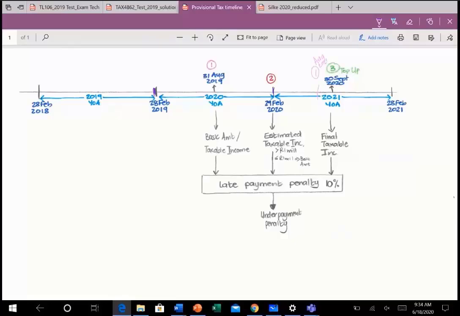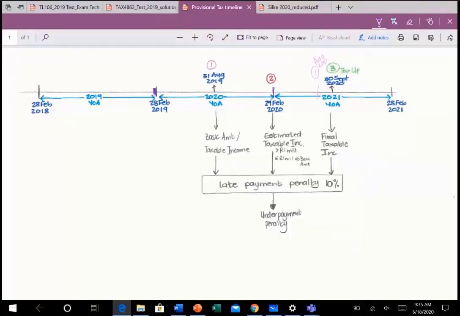This basic amount is based on a previous year of assessment. The basic amount is your most recent assessment. So ideally, obviously, you would want your 2019 assessment, but that's not always the case. It's not always the case that you've submitted your 2019 assessment because, look, when's your top-up? September. So it's not always the case that you would have your 2019 year of assessment ready for your first payment for 2020.